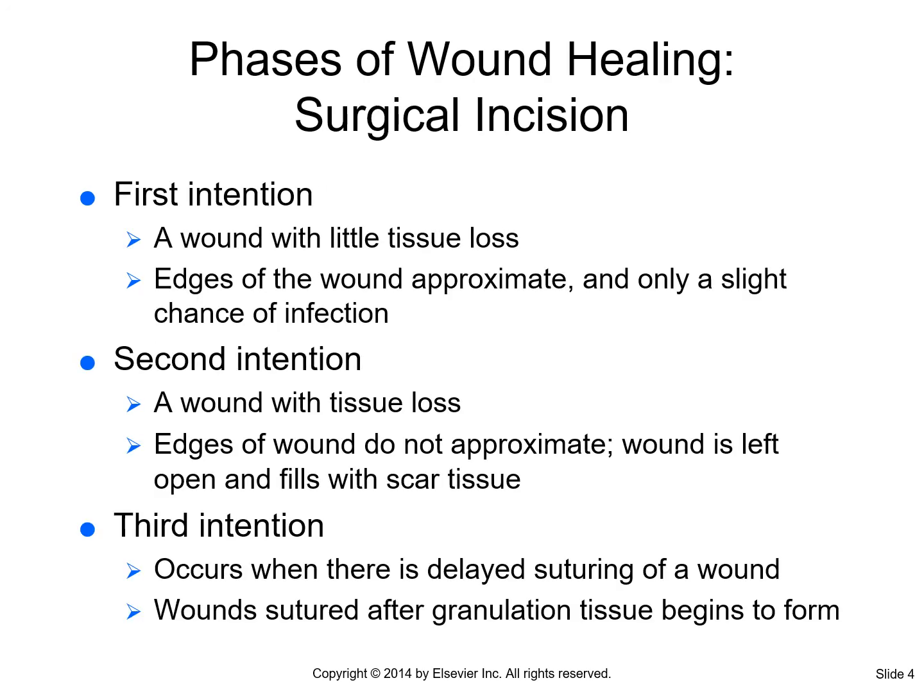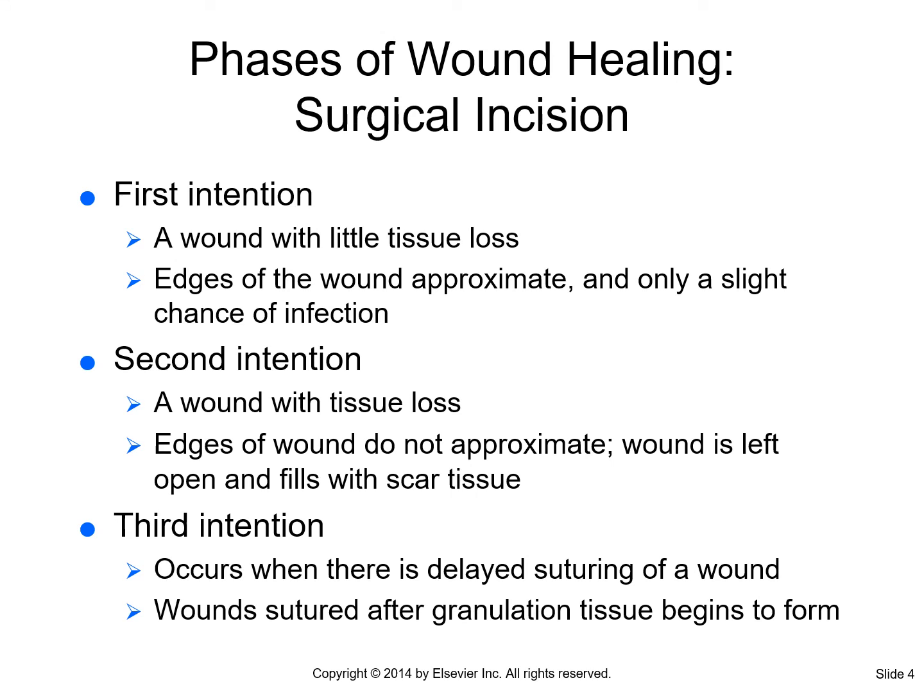Phases of wound healing. So healing by first intention is where there's very little tissue loss. So the edges of the wound close up. They come together, which is that approximate. There is only a slight chance of infection. Second intention is a wound with tissue loss. So the edges don't approximate, they don't come together. The wound is left open and filled with scar tissue.